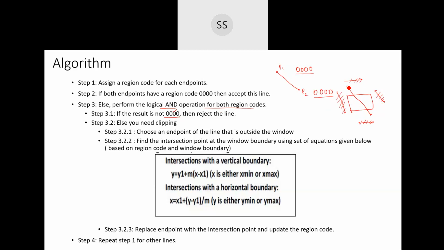Now let me take this particular line P1 and P2 which is passing through the window. When it passes through the window, I know that P1 and P2 don't have the region codes equal to 0. When we perform logical AND on P1 and P2, I get all the values equal to 0. So when I get all the values equal to 0, it means that the line which joins the endpoints P1 and P2 is said to pass through the window.